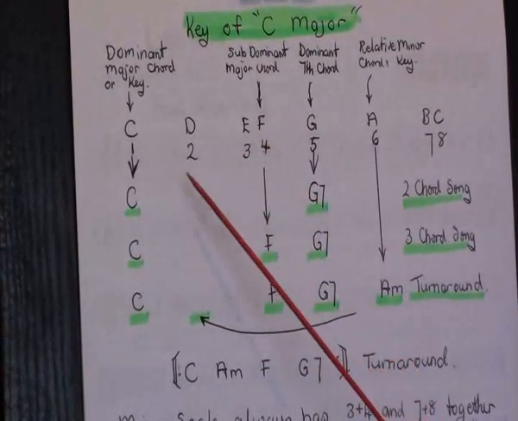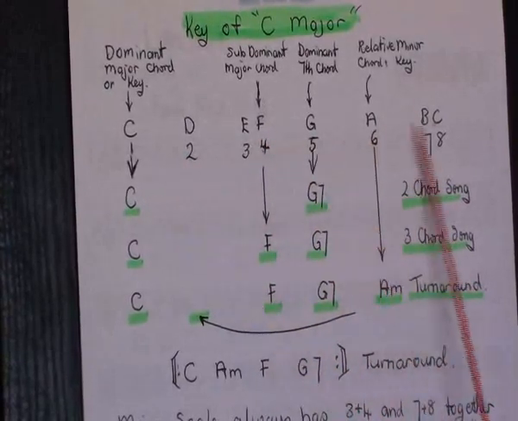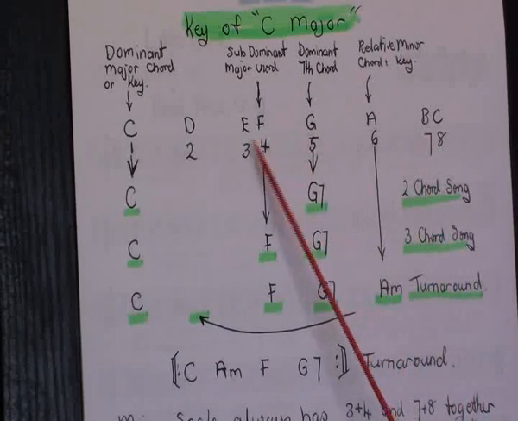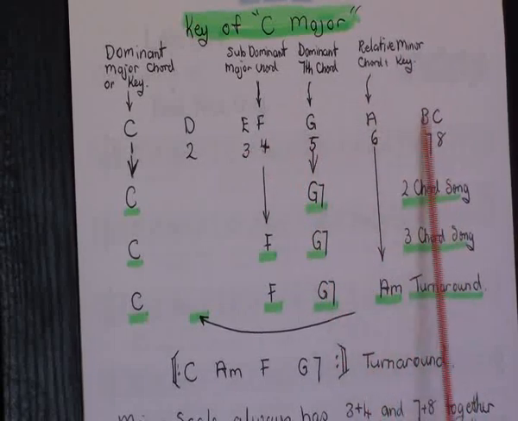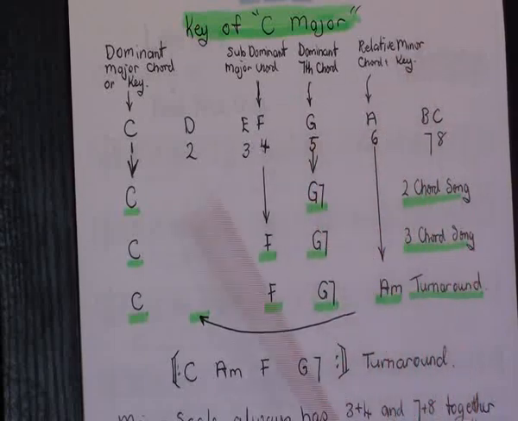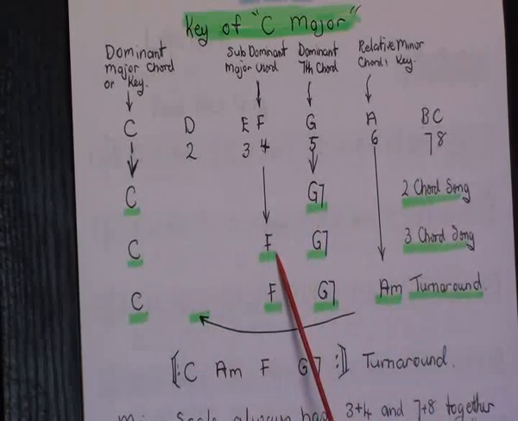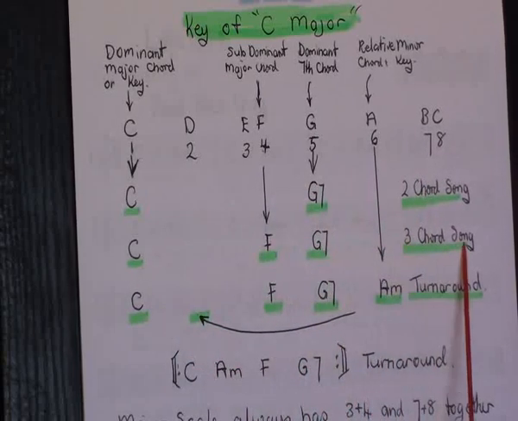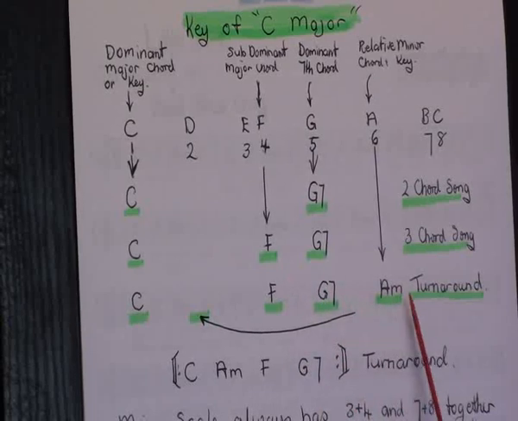But anyway, if we've got the C scale here, and we've got 1, 2, 3, 4, 5, 6, 7, 8, and once again we know that 3 and 4 and 7 and 8 are all together, or E and F and B and C. We've already established we use the 1st and the 5th for a 2-chorded song. We use the 1st, the 4th and the 5th for a 3-chorded song. And then for the 4-chorded song we use the 1st, the 4th, the 5th and the 6th.